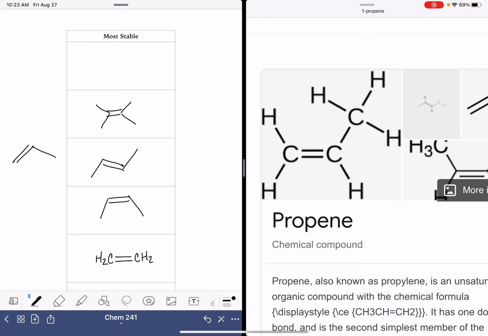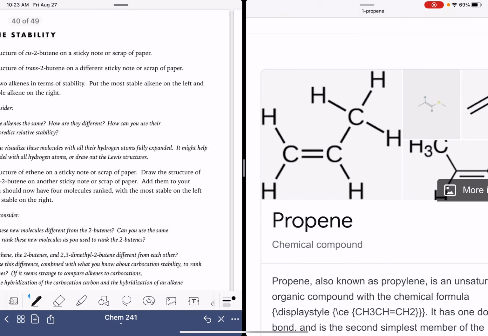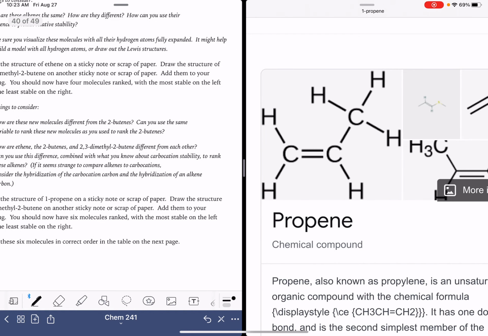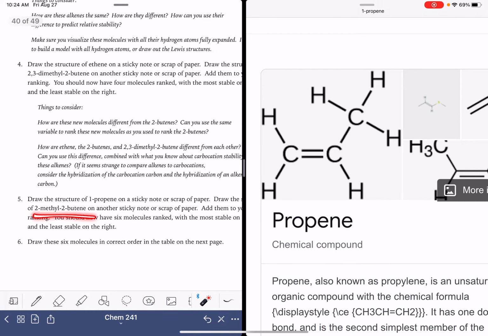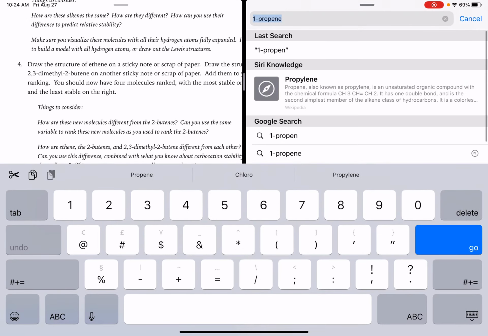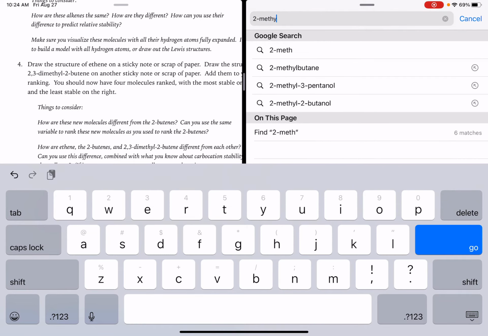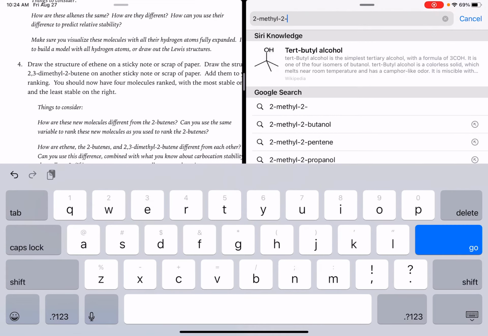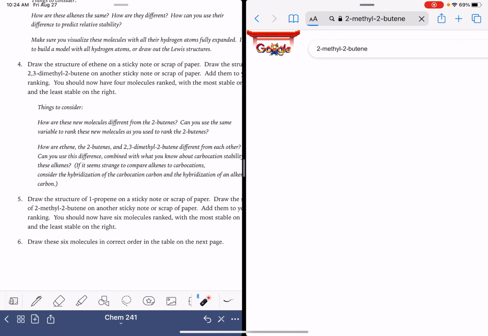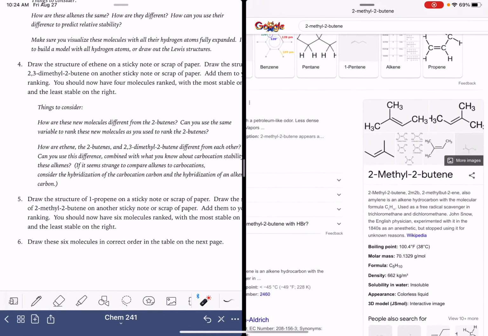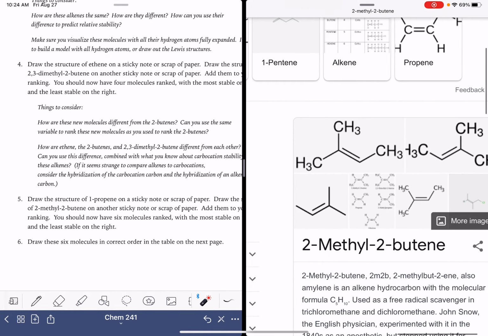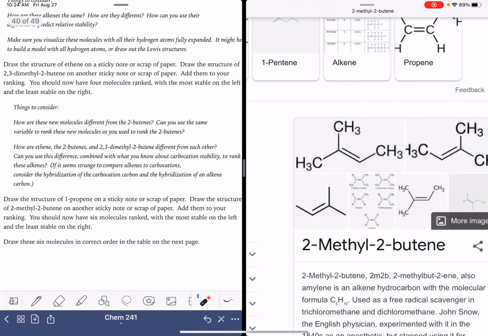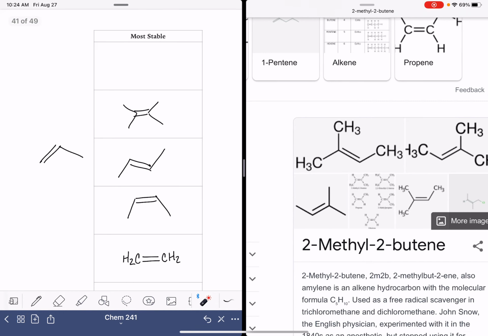And then the other one, I've already forgotten what it was. The other one was 2-methyl-2-butene. Which looks like a carbon-carbon double bond that has 3 methyl groups on it. So we'll draw that over here. A carbon-carbon double bond that has 3 methyl groups on it.